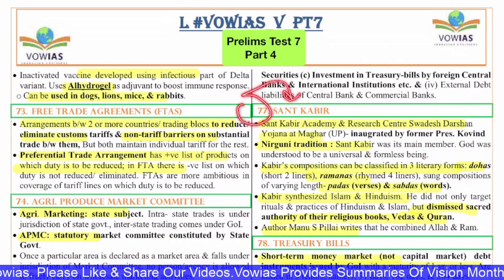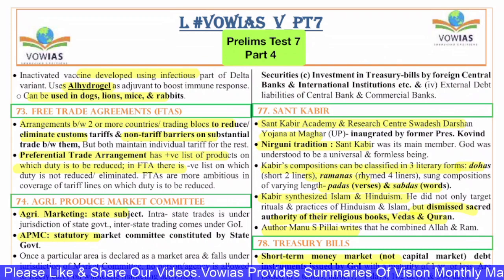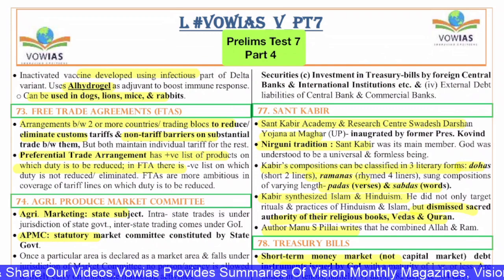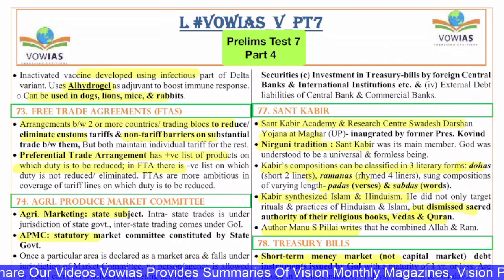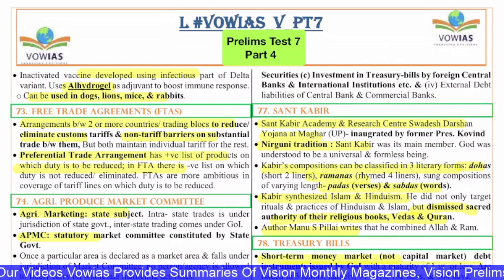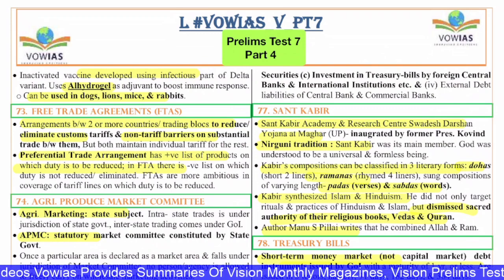77th question is on Sant Kabir. Sant Kabir Academy and Research Center under the Swadesh Darshan Yojana at Maghar, UP, was inaugurated by President Ram Nath Kovind. Back then it was Ram Nath Kovind who was the president when this happened. Now the president is Smt. Droupadi Murmu.